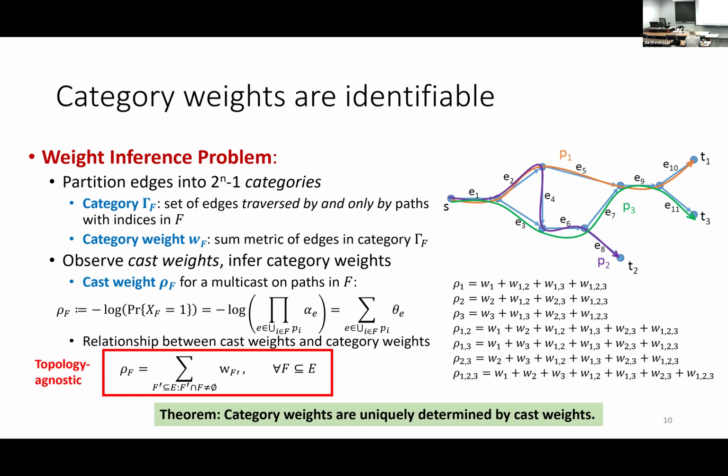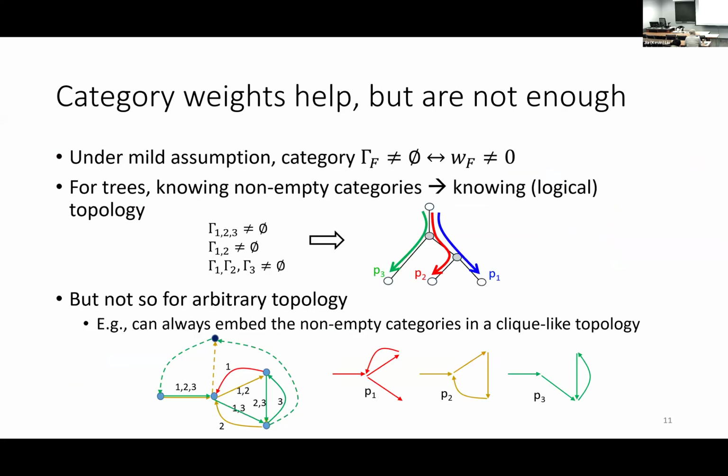Okay, so that seems to be a little contradictory with all those existing papers that claim that for tree-based routing, they can actually infer the logical tree topology with accuracy guarantee. So what's going on? That's because of the following. For tree topologies, specifically the so-called canonical tree, you can track the sequence of links on the same branch. There is a one-to-one correspondence between the non-empty categories and the logical topology.